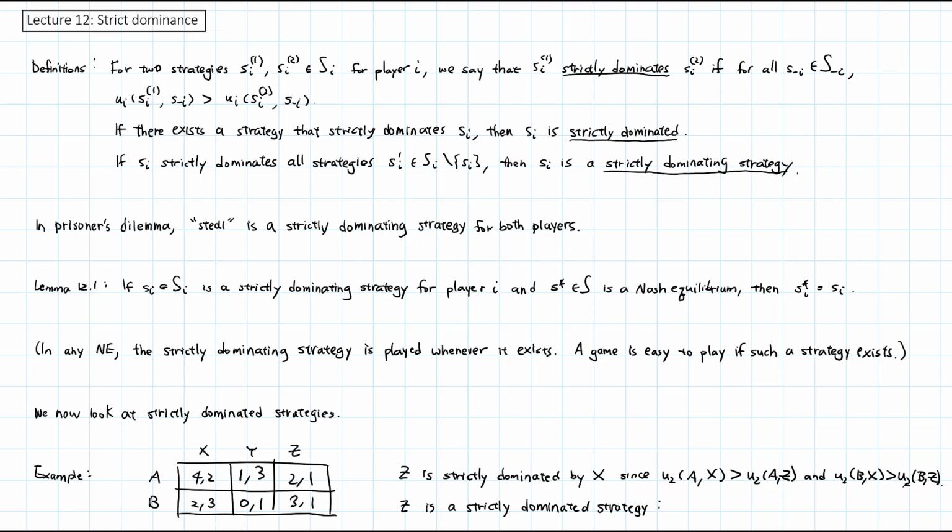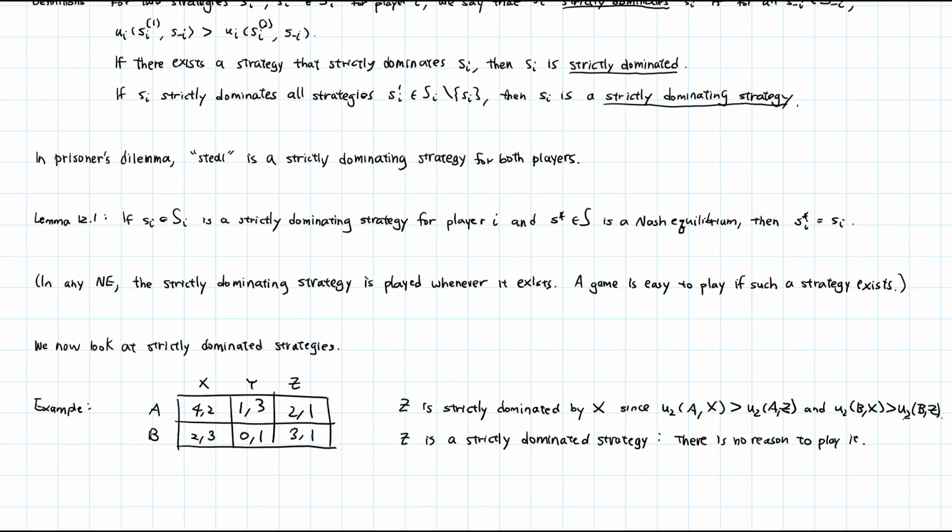Now, if you have a strictly dominated strategy, then there is no reason to play this strategy. You just play the one that dominates it and you get a better utility. So this gives us the following lemma. If S star is a Nash equilibrium, then SI star is not strictly dominated for any player I. So no player will play a strictly dominated strategy in any Nash equilibrium. We will leave the proofs of these two lemmas as easy exercises.